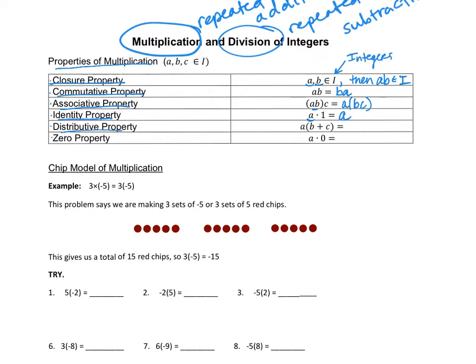And the distributive property, we've been using that a few times already. That would become AB plus AC, and it also works for subtraction. A little side note, if you have A times B minus C, that's also going to be able to distribute as well. And then we have the zero property, which, if you multiply by 0, we've already seen this with whole numbers, you're going to end up getting 0.